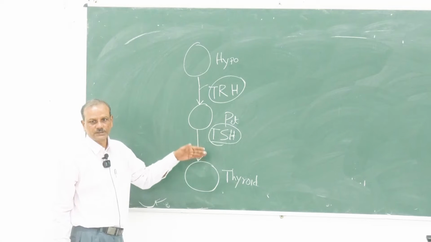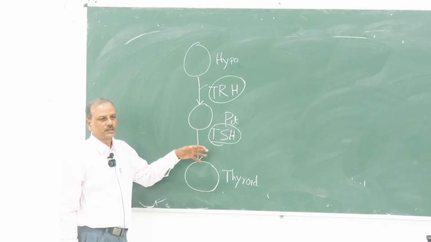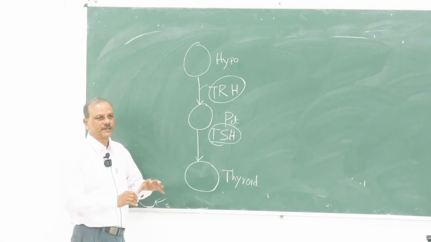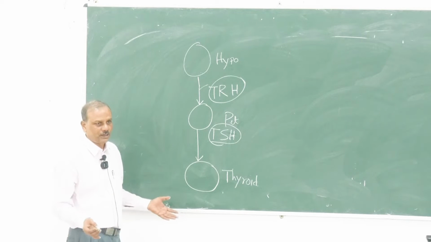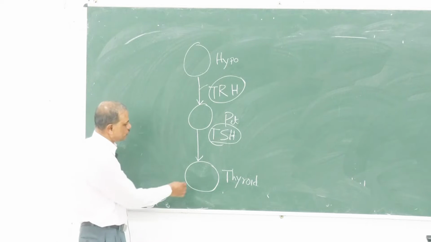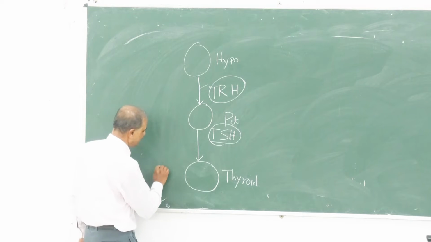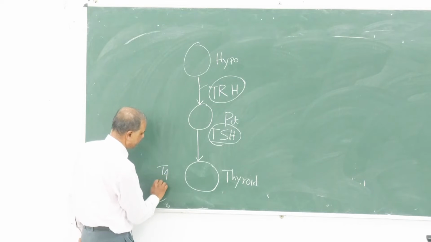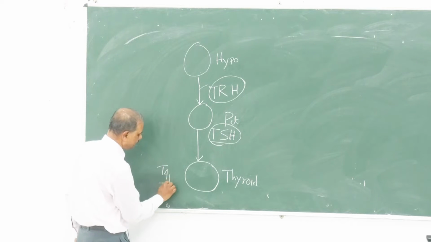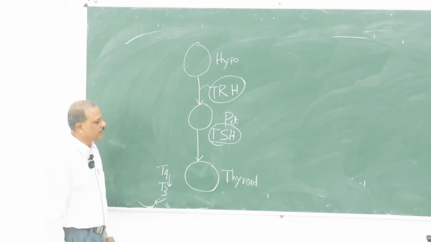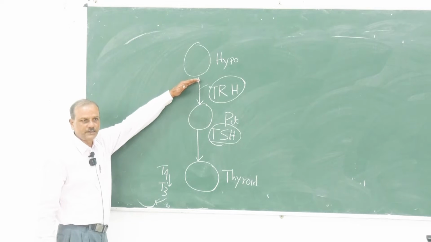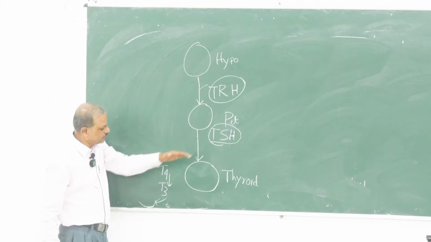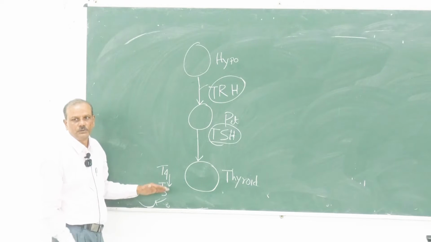As I told you, it is under the influence of TSH. So under the influence of the TSH, the acinar cells produce thyroid hormone, and they actively take up iodine also. So from the thyroid you get T3 and T4, and from T4, T3 is produced, and normally there is a normal level of TRH, normal level of TSH and normal level of T3 and T4.